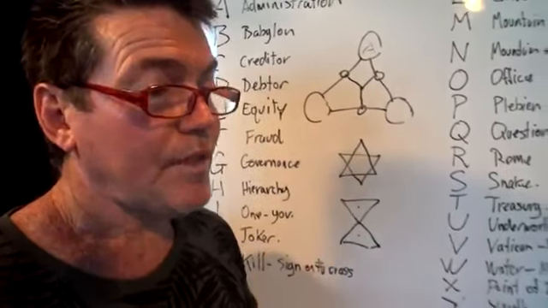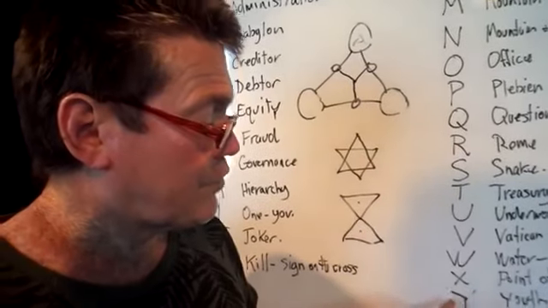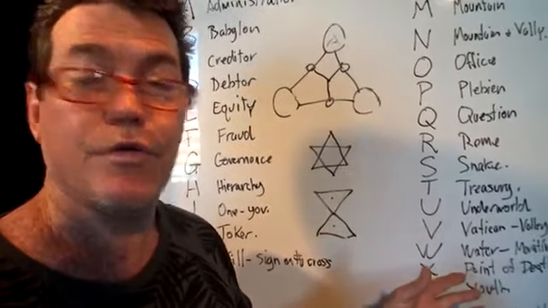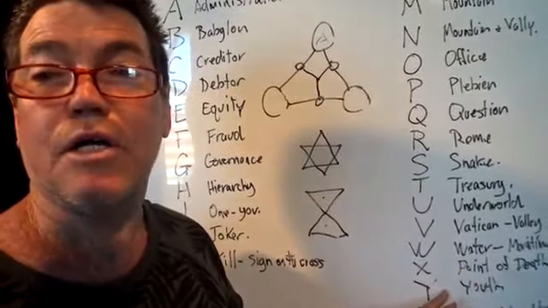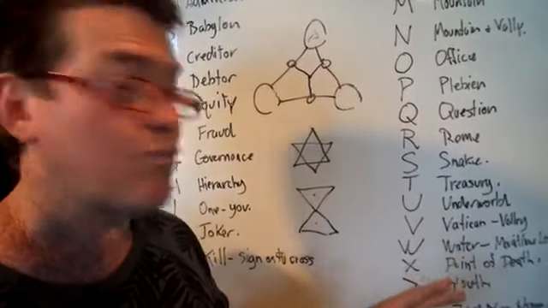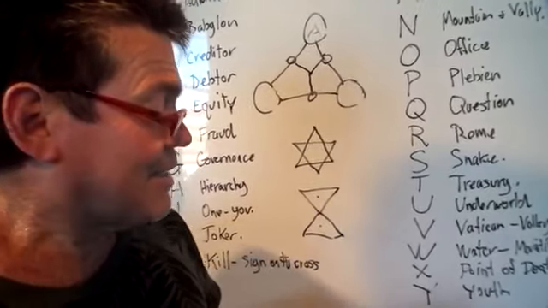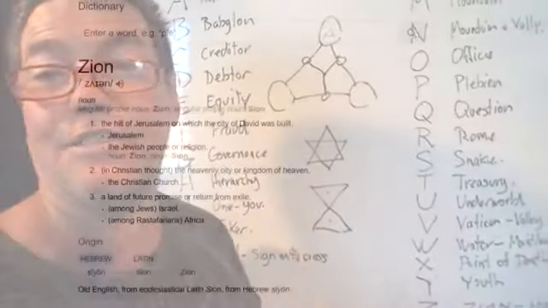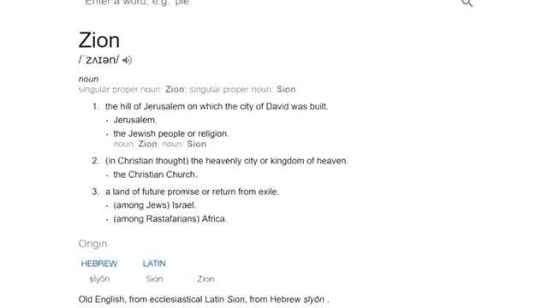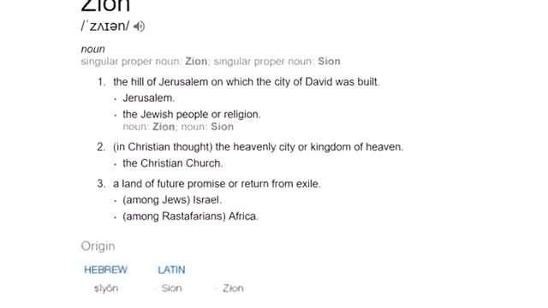So the youth, the Y, is the symbol of youth. Young, all those sort of words that start with Y. Z is just Zion, and Zion really is the way back.